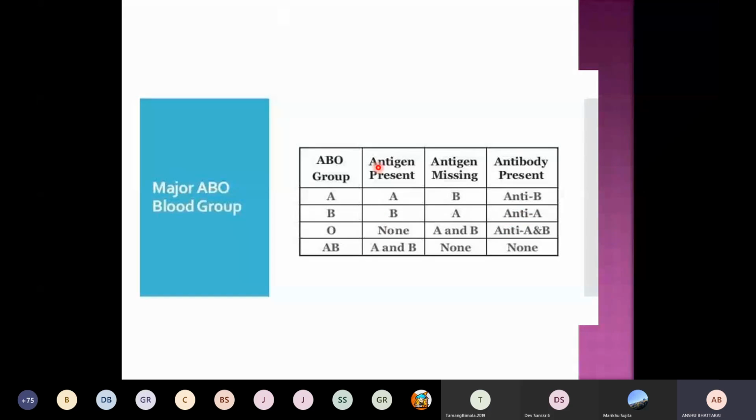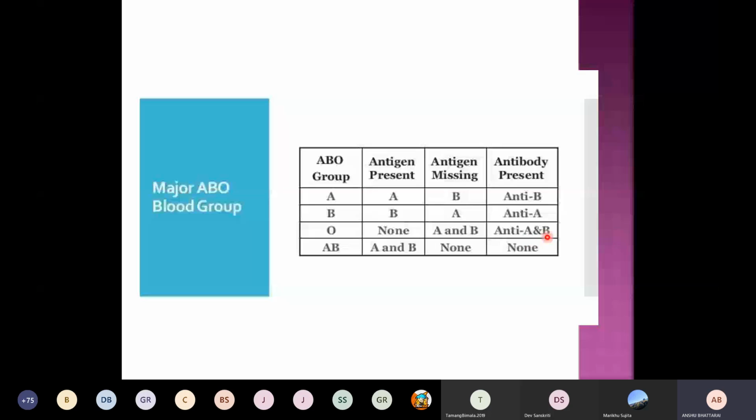If the person has O blood group, then he does not have any antigen or agglutinogen on the surface of his RBC. O blood group is also known as universal donor. The O blood group won't have any antigen present on the surface of RBC, and the antibodies that will be present are both anti-A and anti-B.